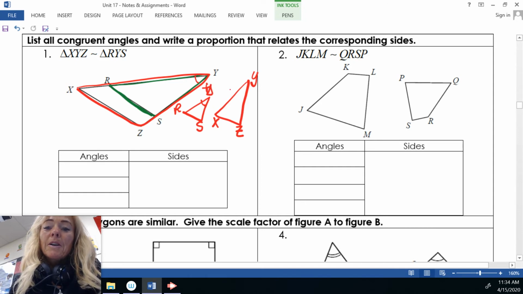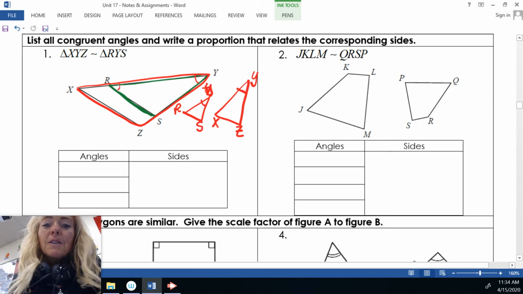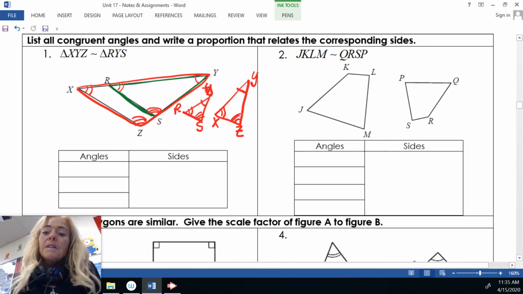That should be a YRS. And then these two angles are the corresponding angles, and they're actually the same angle. It would be a reflexive angle. And then these two angles are the same. So that means R and X are the same measure. And then S and Z are the same measure.